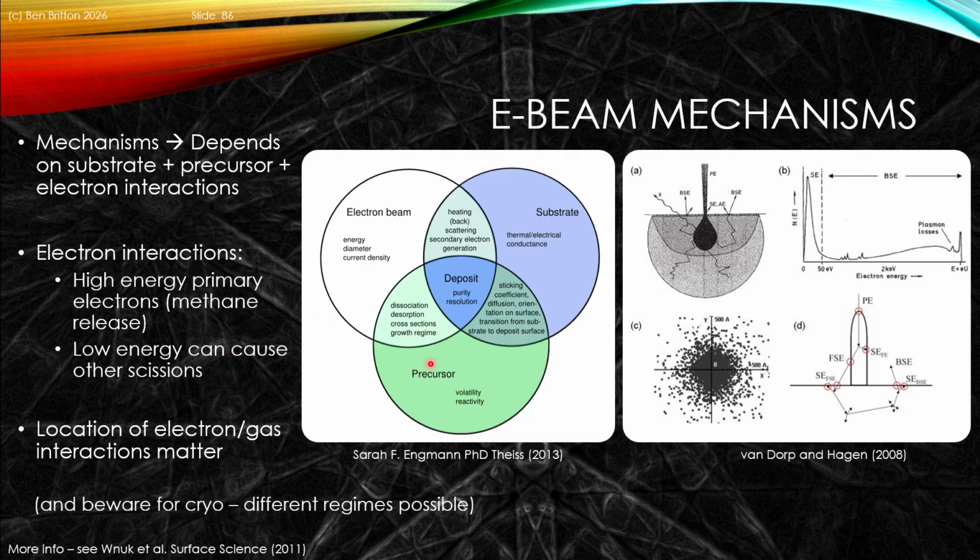The interaction of the precursor and the substrate will control how well you absorb and stick it onto the surface. The interaction of the electron beam and the substrate will control, for instance, how much heating of the system you get, how many phonon interactions, how much backscatter, and secondary electron yield and generation. The combination of all three will ultimately determine the quality of the deposition: how well it deposits, how fast it deposits, and its purity, resolution, and crystallinity.